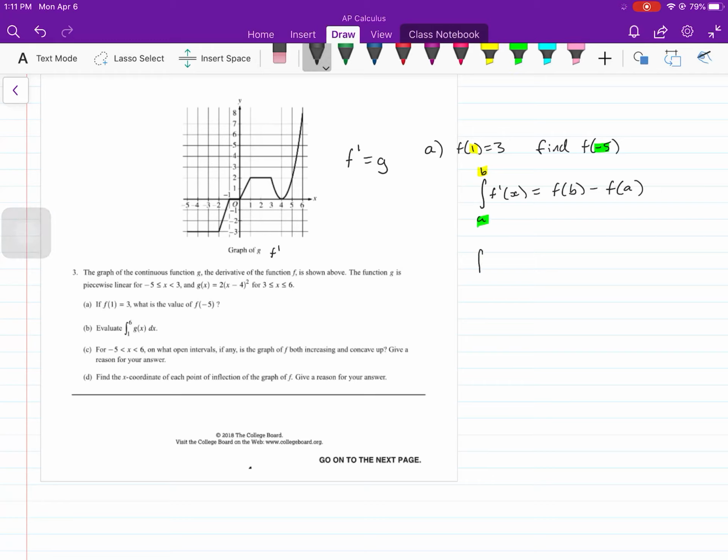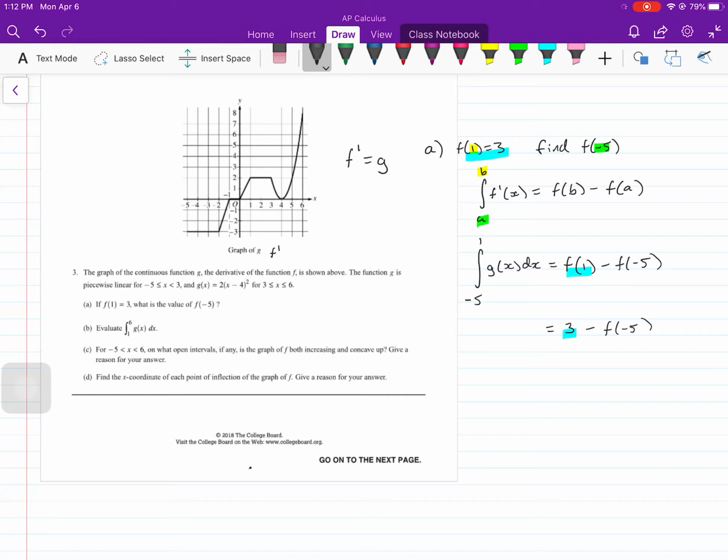Instead of f prime, I'm going to call this g of x, since that's what they're calling it. You can think of it as f prime, though; it's the same thing. And we're going from -5 to 1. That would equal f of 1 minus f of -5. And what is f of 1? Well, f of 1 is given. f of 1 is 3, so I put the 3 in there. Then we have minus f of -5. That's what we need to find.